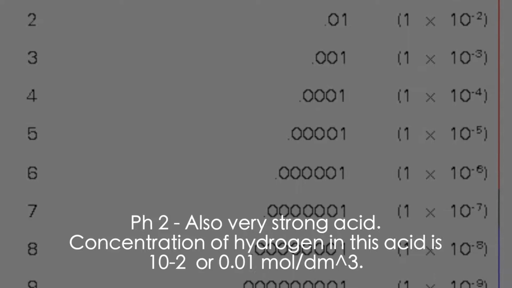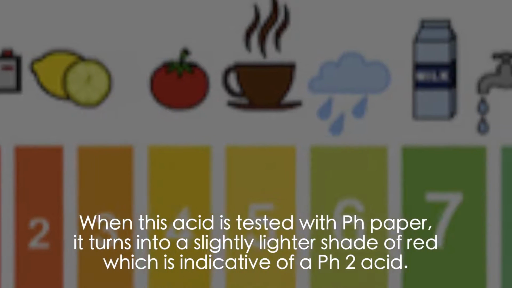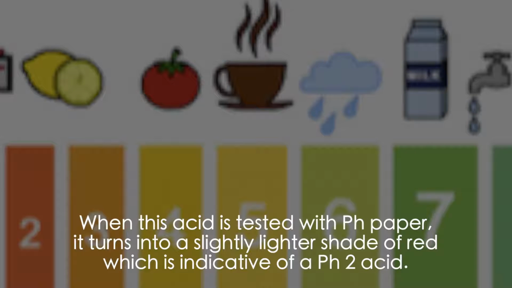pH 2, also a very strong acid. Concentration of hydrogen in this acid is 10 to the power negative 2, or 0.01 moles per dm cubed. When this acid is tested with pH paper, it turns a slightly lighter shade of red, which is indicative of a pH 2 acid.